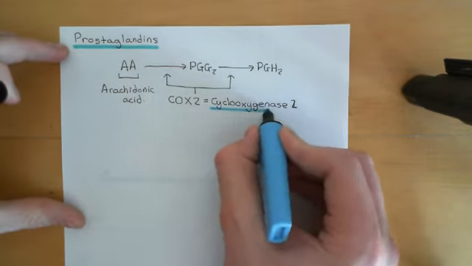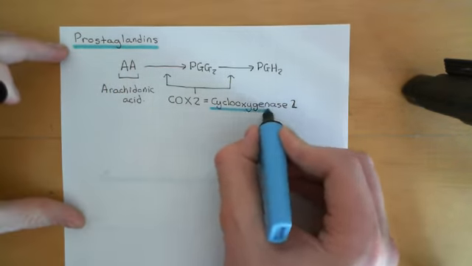Okay? And the cyclooxygenase 2 can catalyze these two reactions. The first reaction is the conversion of arachidonic acid into PGG2, which stands for prostaglandin G2, and then the second reaction will catalyse prostaglandin G2's conversion into prostaglandin H2, and it's the same enzyme which catalyses both reactions.